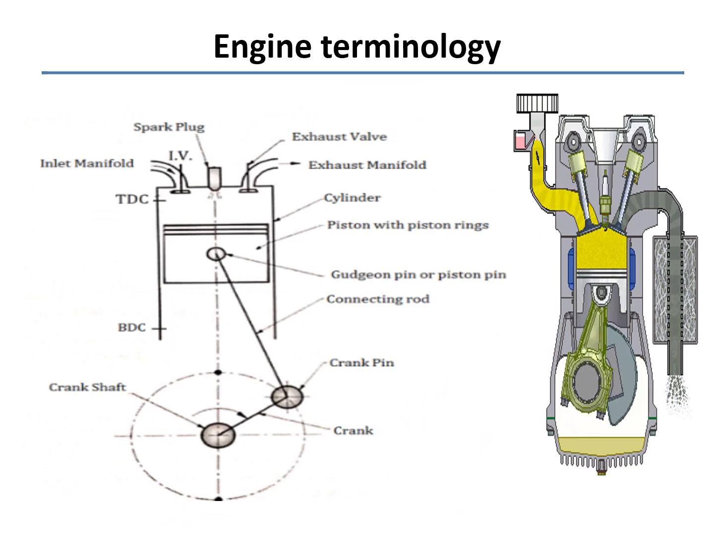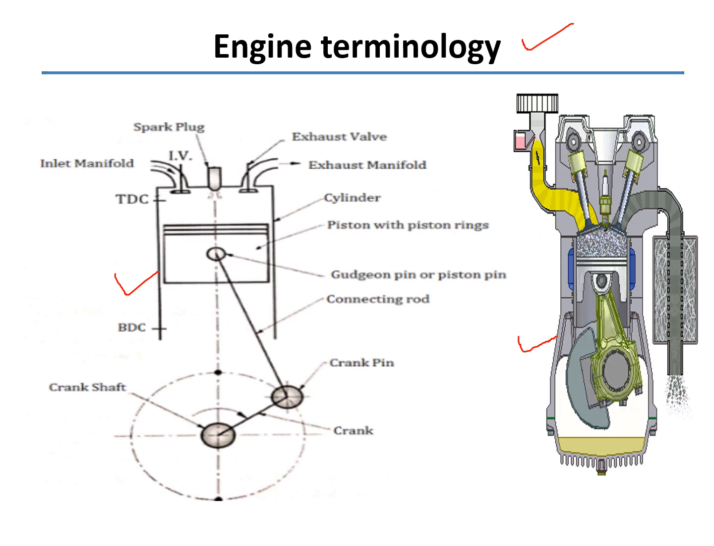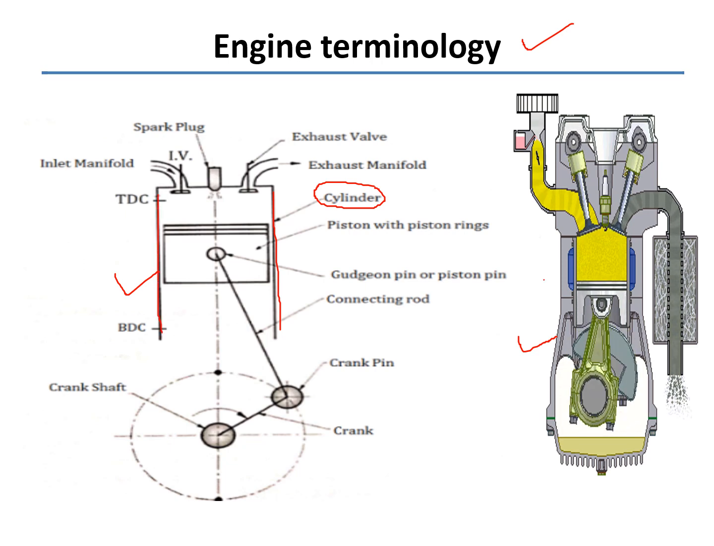Now here is the engine terminology. You see this is some real view of the engine, and this is the block diagram. So first we have to see this block diagram. First I will tell you the main terms used in any engine. You see the first main component, that is the cylinder. You see these outer lines that give the information of that cylinder. So here you see this is the cylinder.